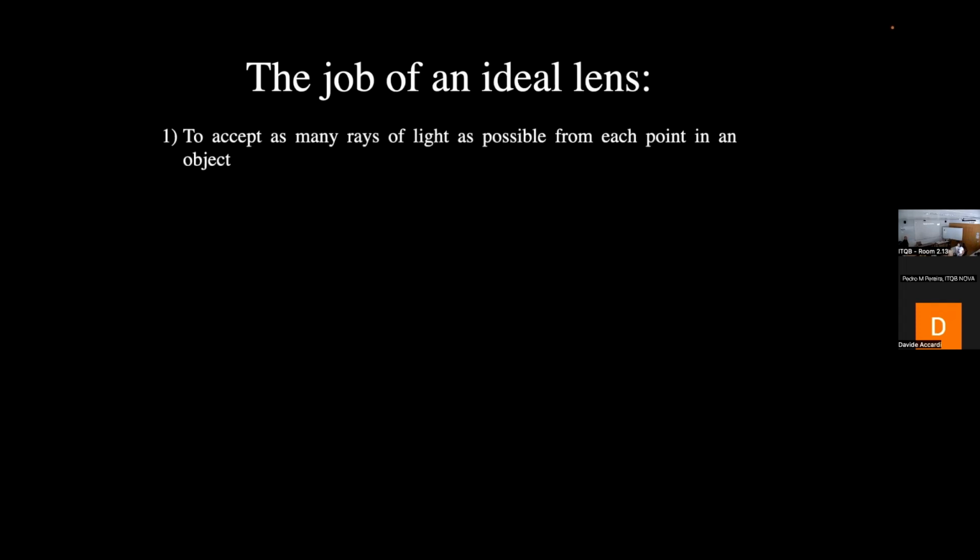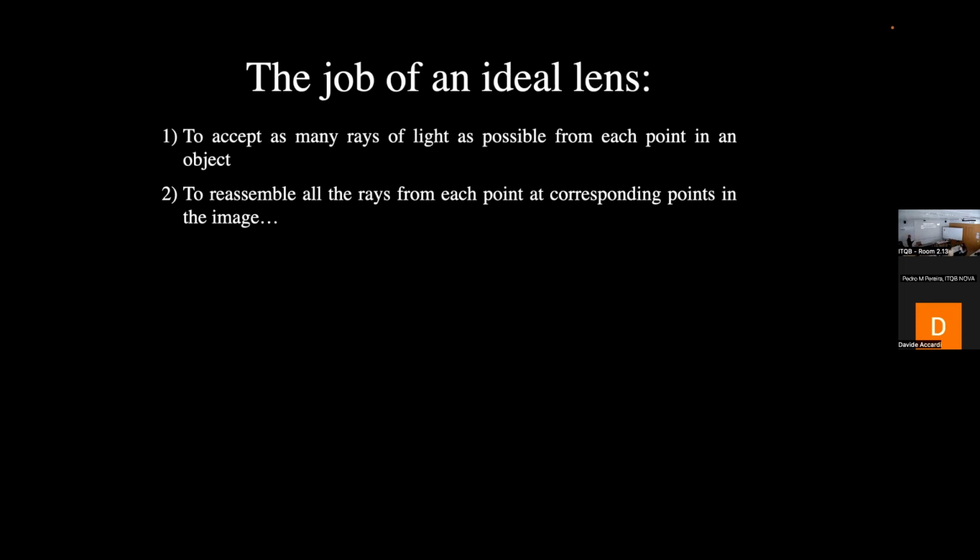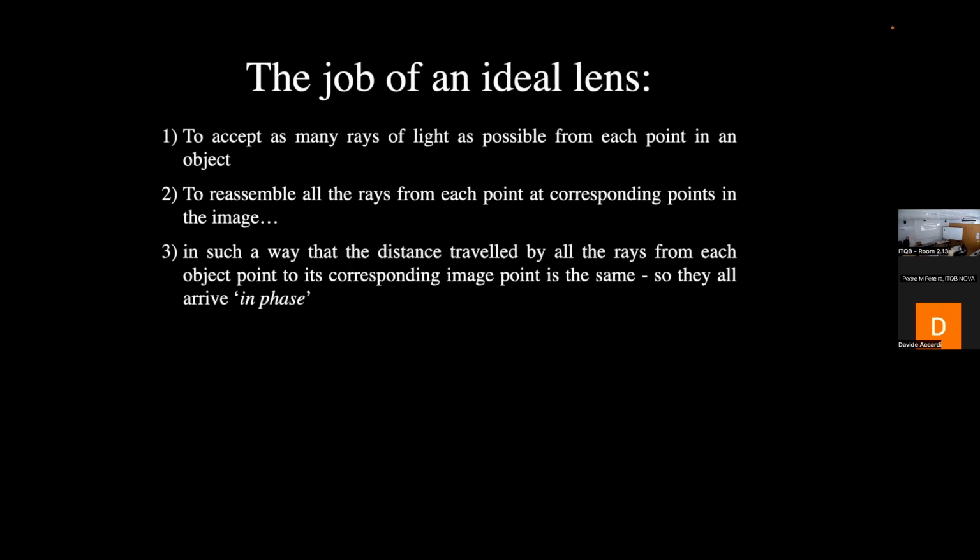Okay, guys. So what is the job of an ideal lens? It's very simple. The lens should accept as many rays of light as possible from each point in an object, as we saw, and reassemble all the rays from each point at corresponding points in the image, in such a way that the distance traveled by all the rays from each object point to its corresponding image point is the same. So they all arrive in phase.